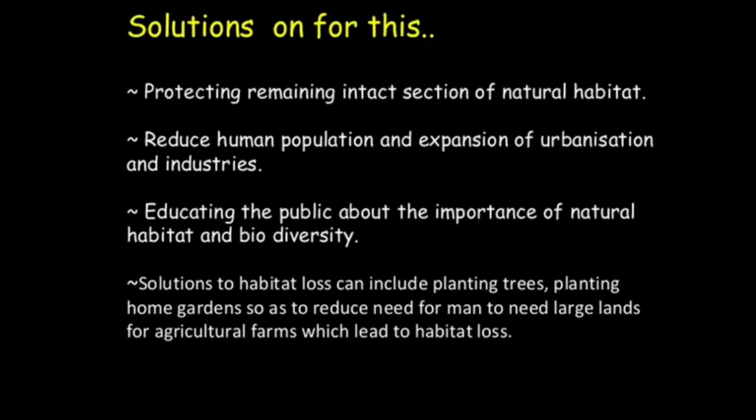Solutions for this are protecting the remaining intact sections of natural habitat, reducing the human population and expansion of urbanization and industries, and educating people about the importance of natural habitat and biodiversity. Solutions to habitat loss can also include planting trees and planting home gardens, to reduce the need for humans to use large lands for agriculture farms, which lead to habitat loss.